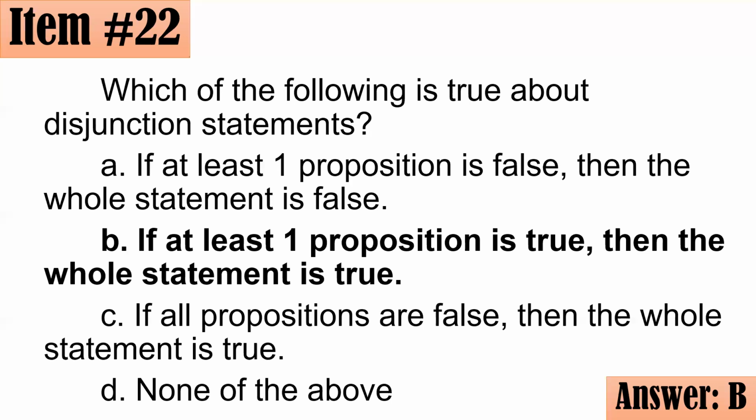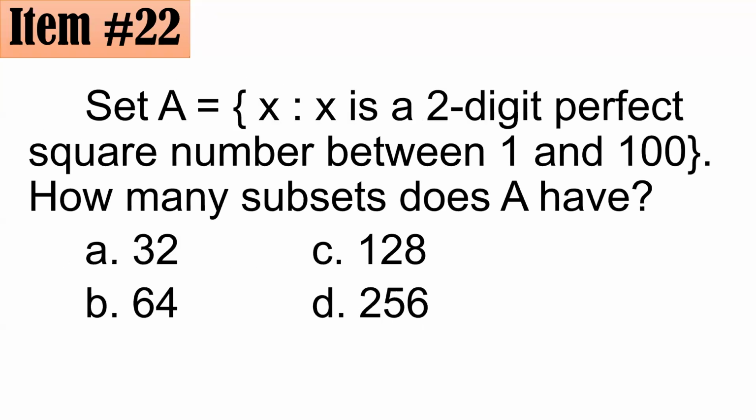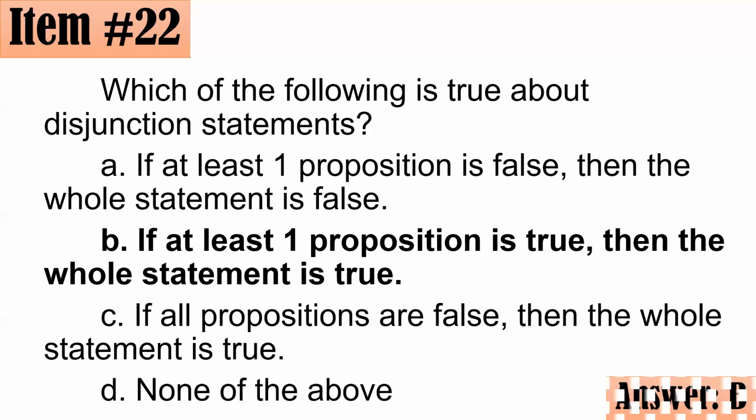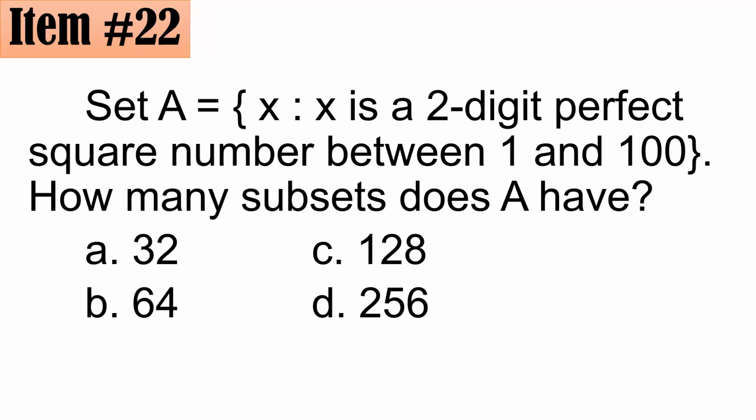For 22, B. 23. Sorry. Mali ba yung numbering natin? Sorry. Next number pala. Set A is a set of all X, such that X is a two-digit perfect square number between 1 and 100. Take note sa ibang libro, that is read as such that, no? How many subsets does A have? Did you go for 32, 64, 128, or 256?